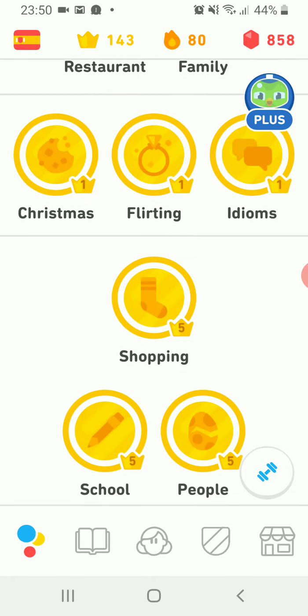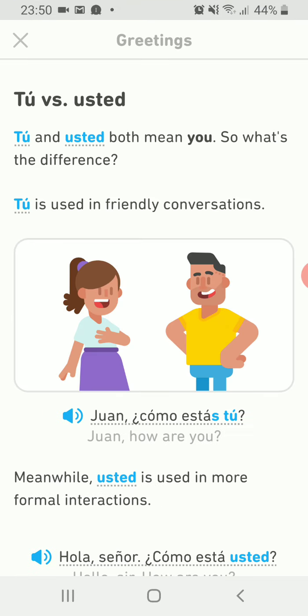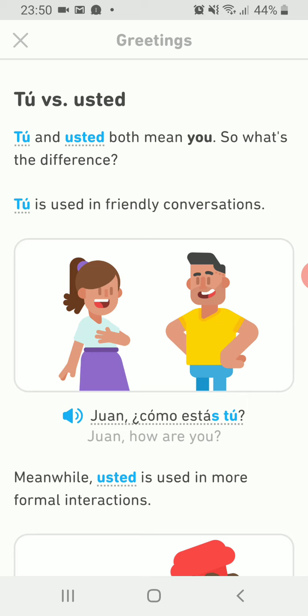And so let's do greetings. Have a quick look at the tips. And tú versus usted. Tú is when we're talking with someone in an informal way, someone we're familiar with or acquainted with. But usted is to show respect and so on. But they both mean you.